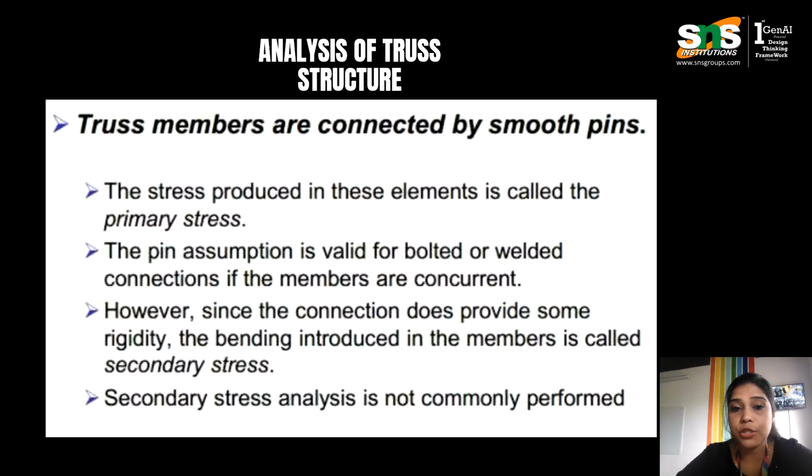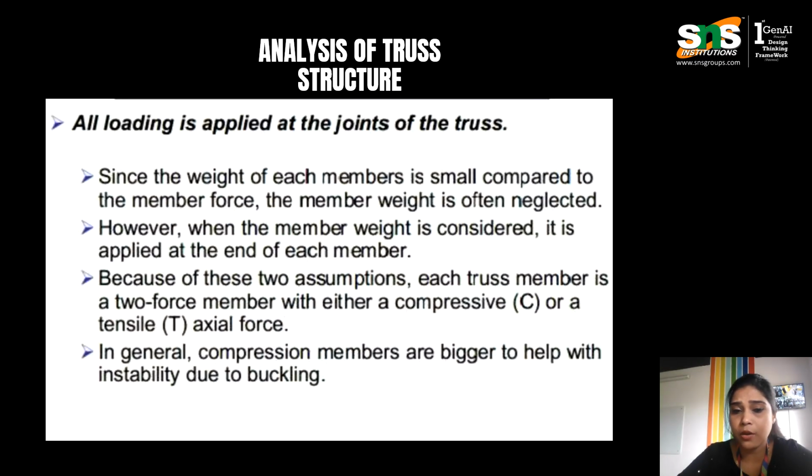The pin assumption is valid for bolted or welded connections if the members are concurrent. However, since some connections do provide some rigidity, that rigidity introduces bending in the member, which is called secondary stress. The stress induced due to bending is known as secondary stress. Secondary stress is not commonly considered everywhere. Another assumption is that all loading is applied at the joints of the truss.